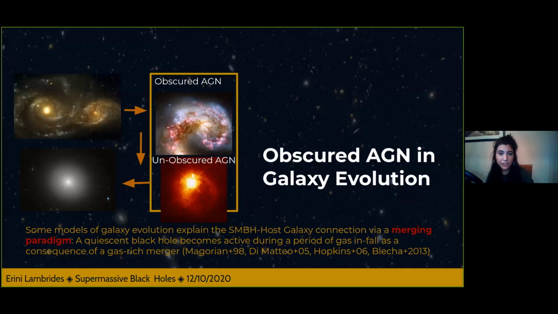Now, obscured AGN are placed in the context of many different galaxy evolution models, in particular, the merging paradigm, which aims to explain how AGN get triggered in the first place. It predicts that obscured AGN should preferentially live in host galaxies that show signs of morphological disturbance after some sort of significant merger. And so we wanted to test that. The merger paradigm is contested in our field. There's conflicting evidence from either side of the aisle on that.